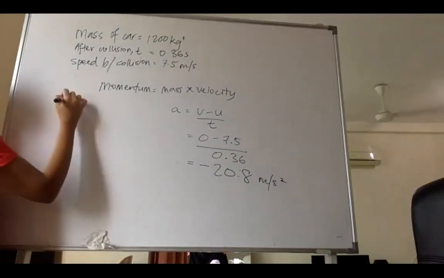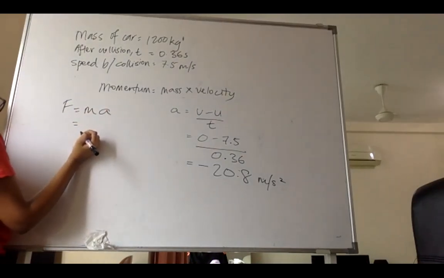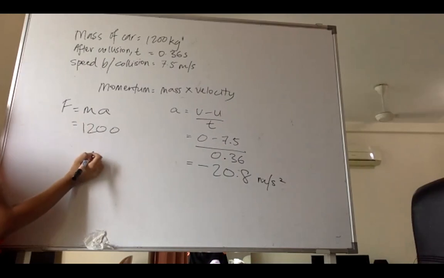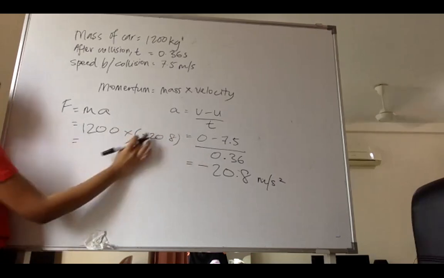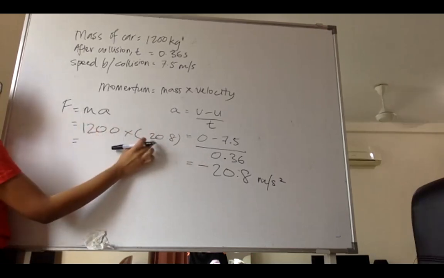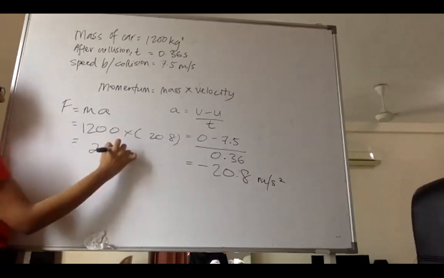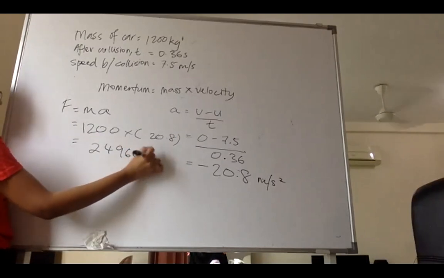Then I just plug it into F equals ma. Mass is 1200, times negative 20.8. In this case, I don't have to put the negative because you don't need the direction. So what do I get? 24960. Force is in newtons.